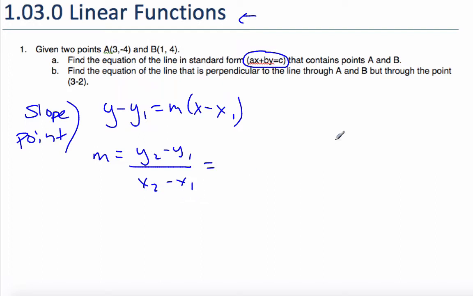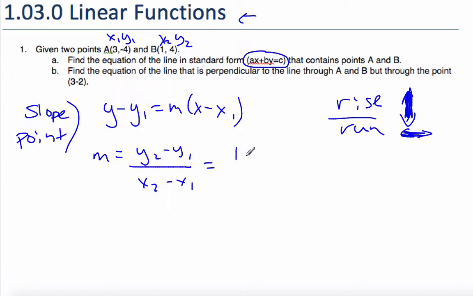It is rise over run. Something that sounds familiar, hopefully. Rise is up and down, that's the y value, over the run, left and right, which is the x value. And so if I call this x1, y1 and x2, y2, we just plug our values in. So it's 1 minus a negative 4. And be careful with that there, please. And I have 1 minus 3.